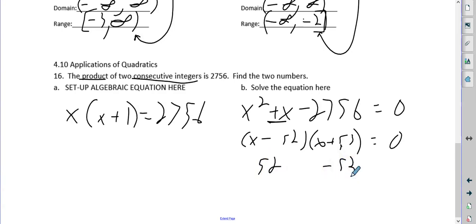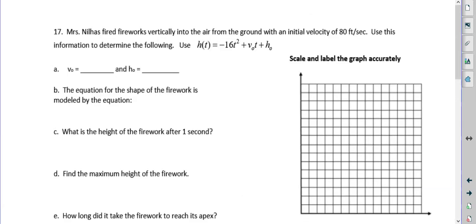But wait, that means 52 and 53 are obviously the answer, but you can also have negative 53, that's a horrible 5, I was thinking 3, and negative 52. Okay, so both will give you 2756, positive. All right, last page, real world problem.